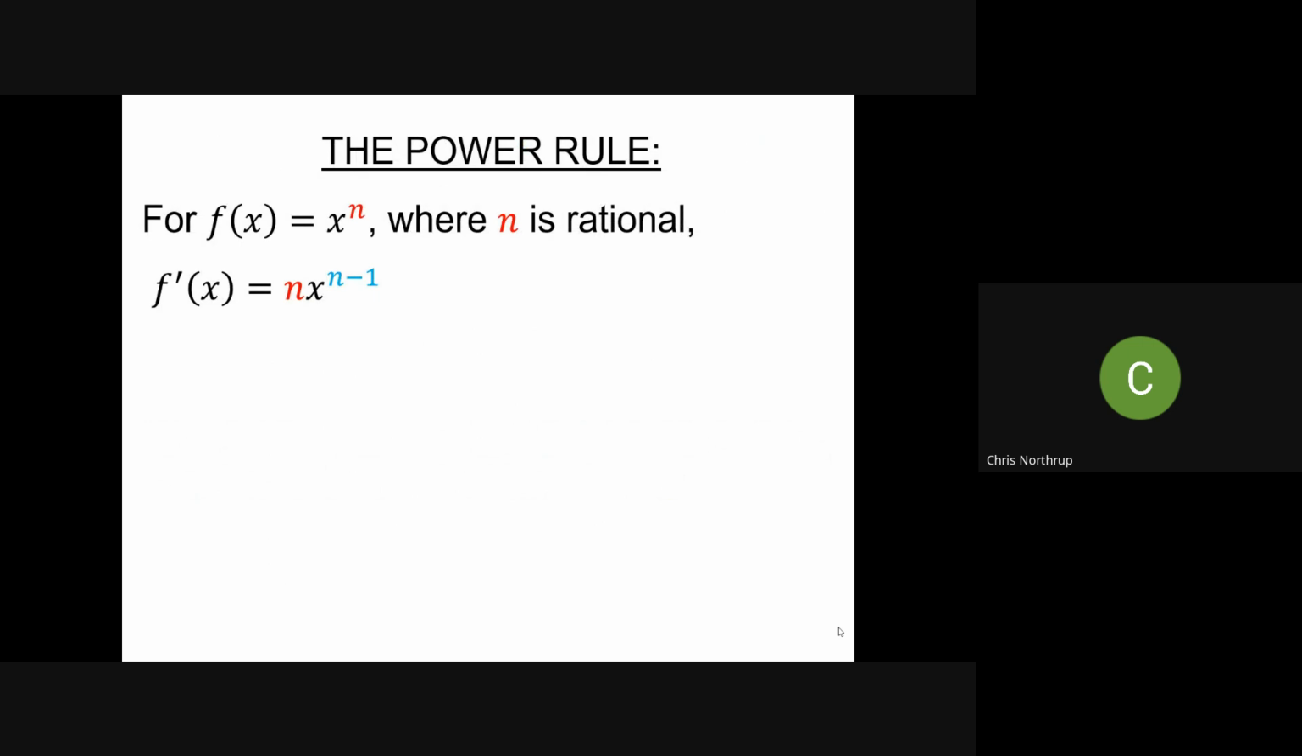If my function looks like x to the n, where n is rational, so it cannot be pi or e or square root of 2, as long as it's a rational number, then to find my derivative, I can just move my exponent to be a coefficient, and then where my exponent was, I just subtract a 1. So for example, if I had a function x to the sixth, to find my derivative, that 6 would be a coefficient, and then the exponent of 6 would reduce down to a 5. So a 6th degree polynomial would reduce to a degree 5 polynomial. So that's our first rule. We're going to be using it a whole bunch throughout the year.